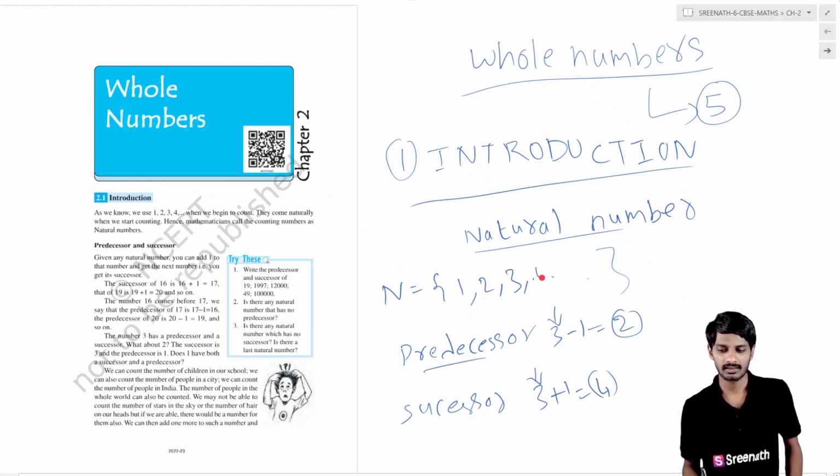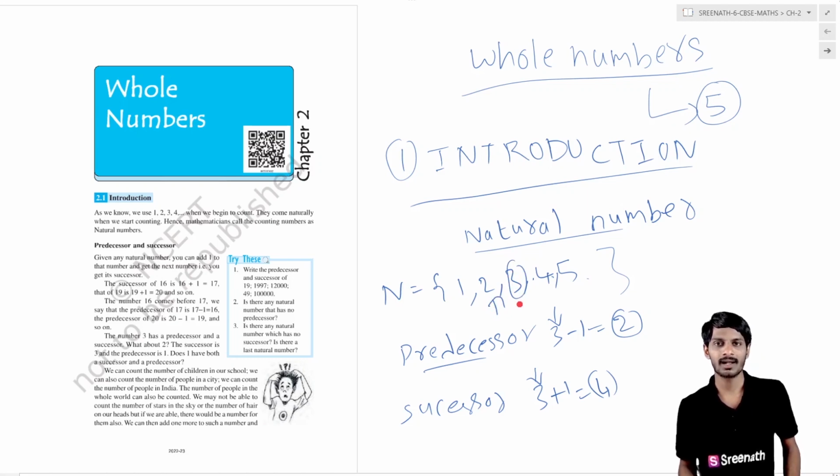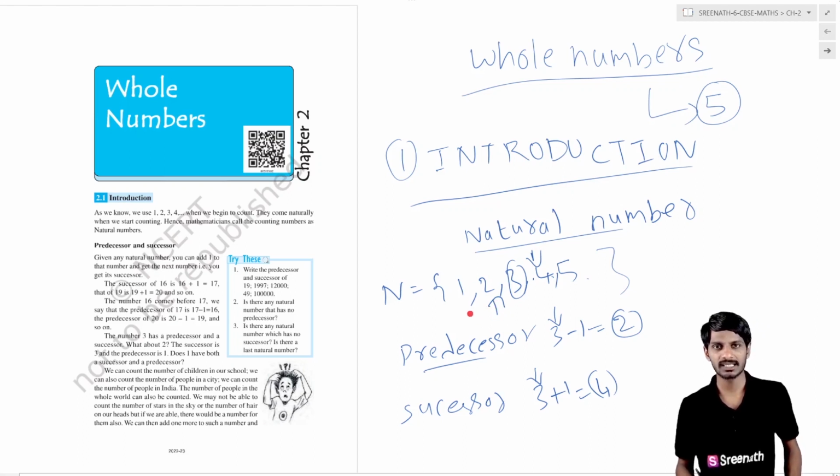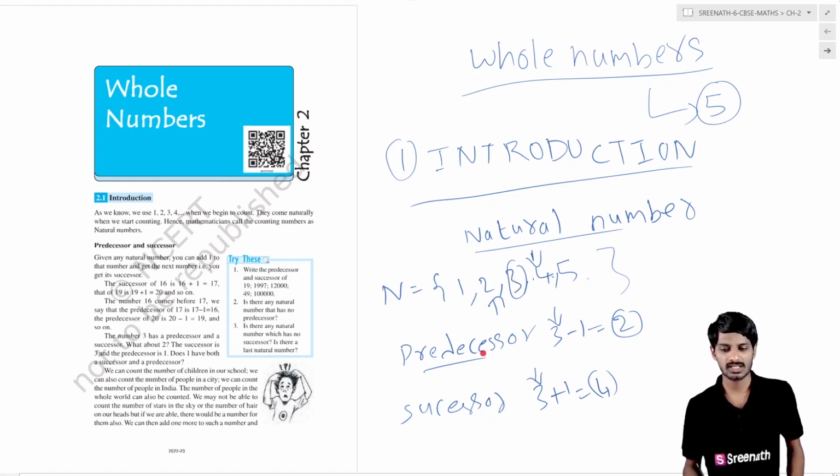This is 4 and so on. So this is the number we have taken. The predecessor of this 3 is 2 and the successor of this 3 is 4. When we represent the natural numbers on the number line, the successor is always on the right side of the number, and the predecessor is always on the left side of the particular number. This is all about successor and predecessor.